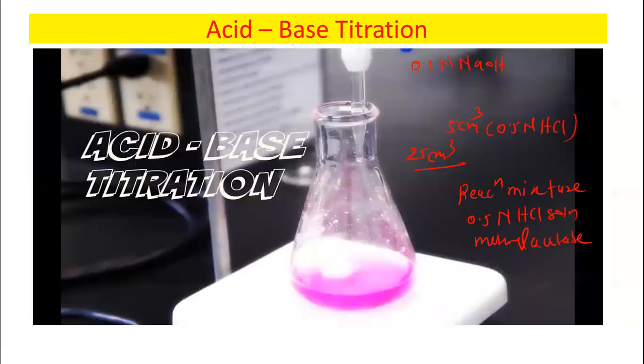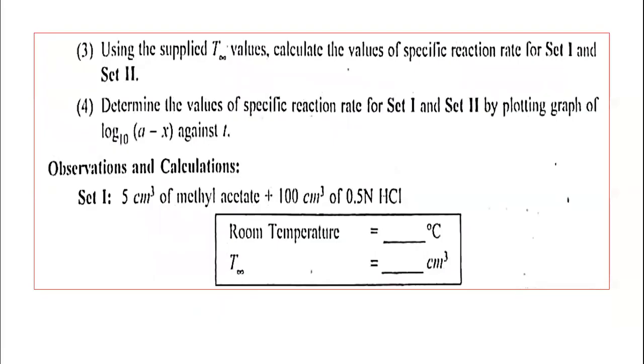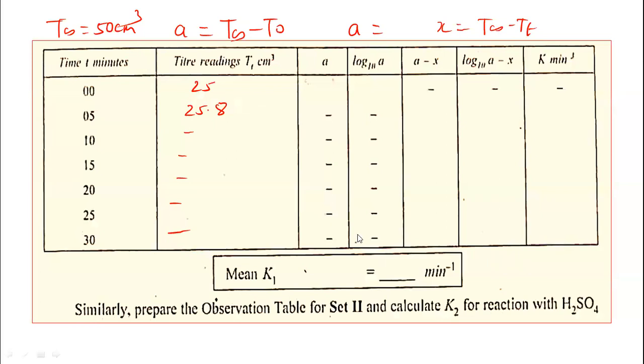By the same way we calculate using the T infinity value for the sulfuric acid. We can calculate the initial concentration A using this equation. Then we fill this table and calculate the K2 value for the second set. Calculate K2 for the reaction with sulfuric acid.